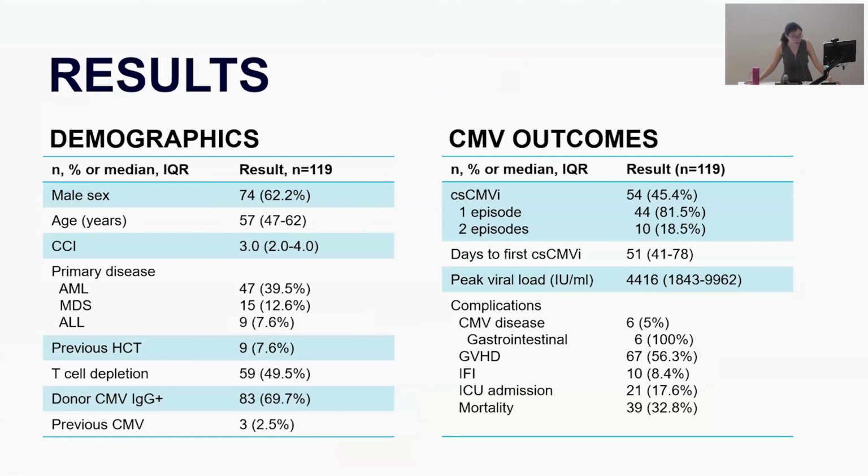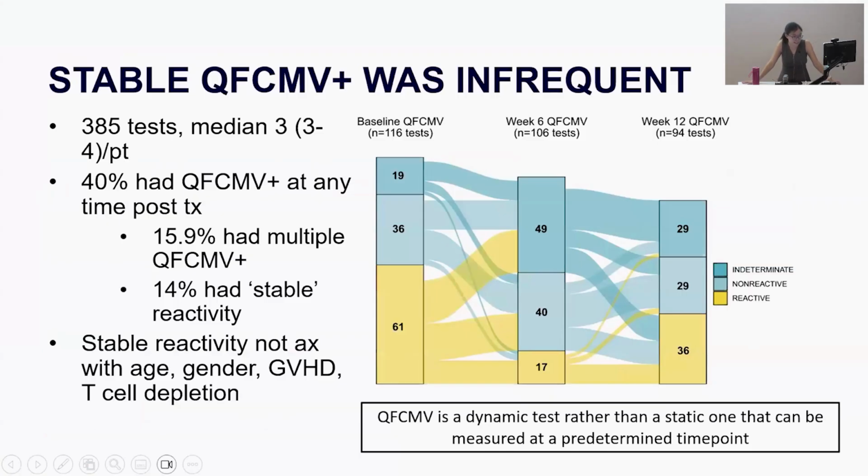So there were 119 patients in total across a variety of different primary diseases. And of those patients, 54 of them had clinically significant CMV infection. And that was 1 episode in 44 and 2 episodes in 10. It was a median of approximately 51 days to first clinically significant CMV infection with a peak viral load over 4,000. CMV disease, which is consistent in our population, was relatively uncommon. There were only 6 cases and they were all gastrointestinal. So across the study period, we performed 385 tests, a median of 3 tests per patient. And what I think is notable is that not many people had a positive QuantiFERON CMV result.